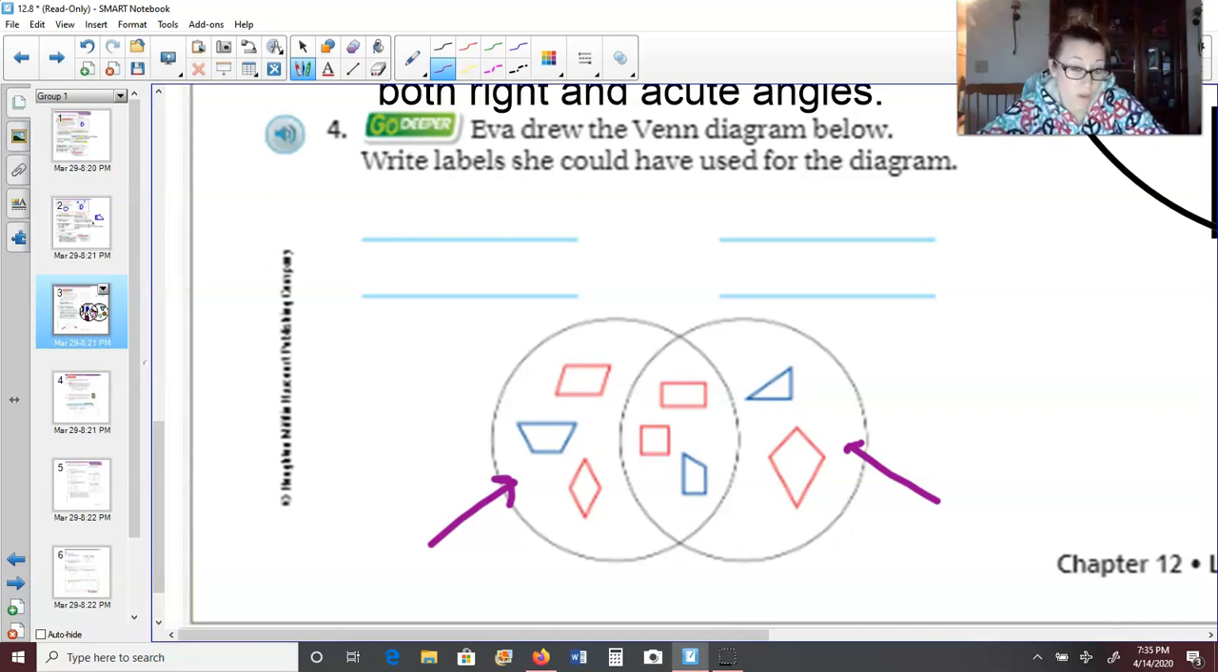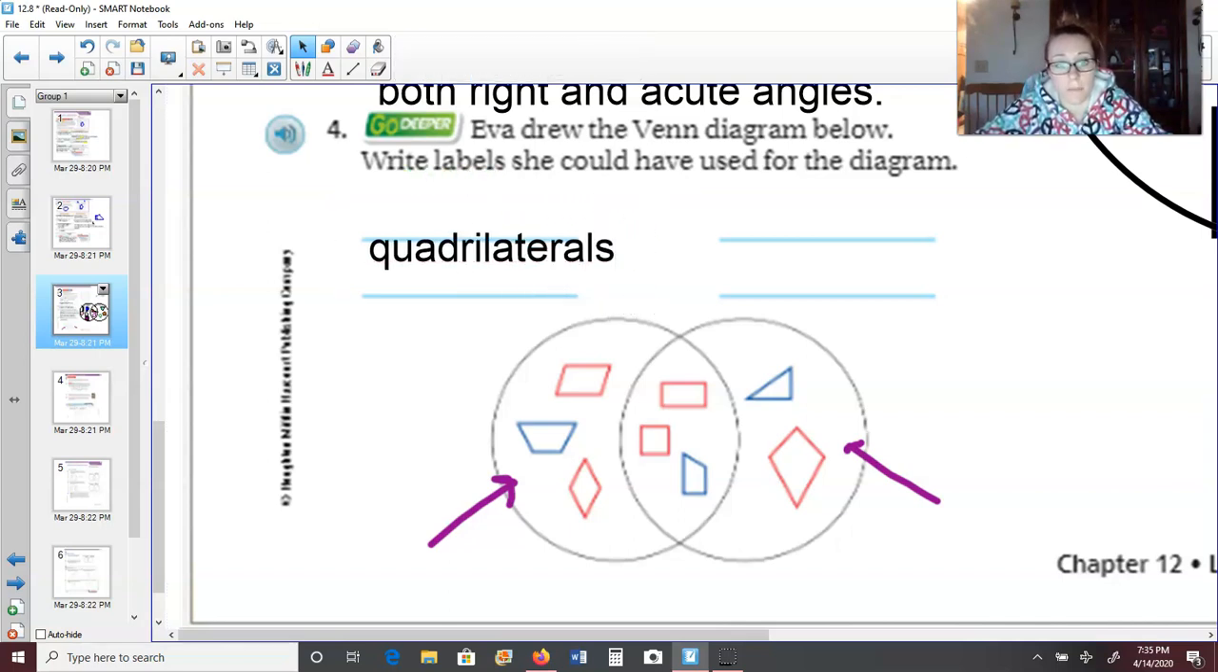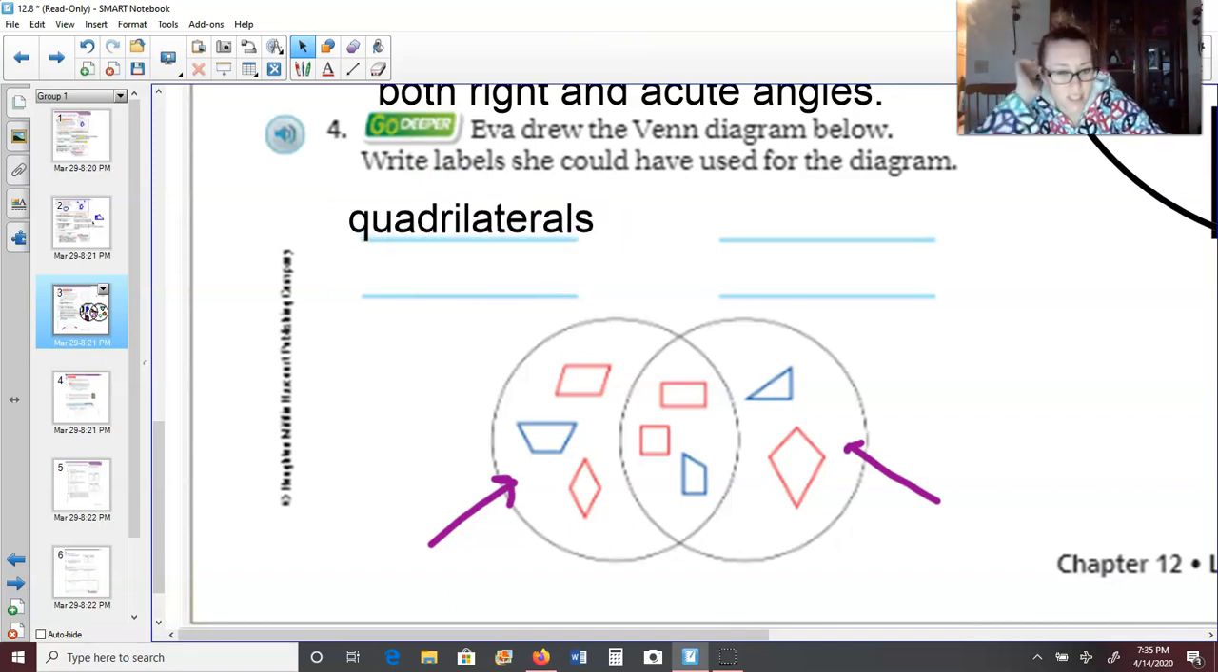Well, one's a triangle and one is a quadrilateral. So I think we could say over here we have quadrilaterals. But we need to add something more to that because there's still a quadrilateral over here on the right-hand side. So what do we notice about the quadrilaterals on the left? Look at the sides.